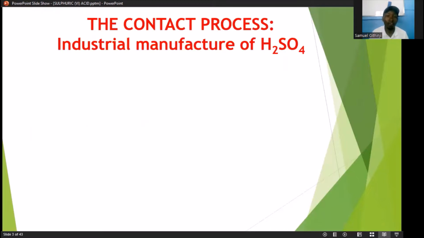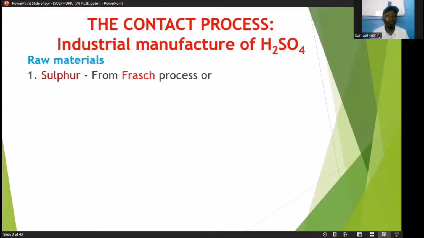Next, a very, very important process. Remember, in one of the videos I posted previously, I told you one way to revise chemistry is to approach it from industrial processes, and the contact process. The industrial manufacture of sulfuric acid is very important. Now, we start by asking ourselves, what raw materials do we need?